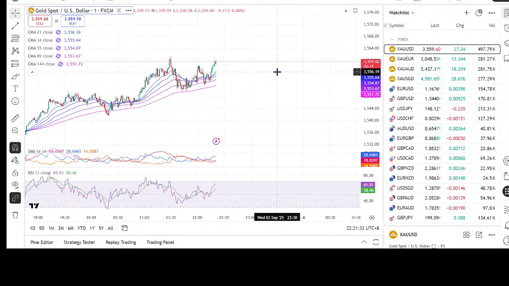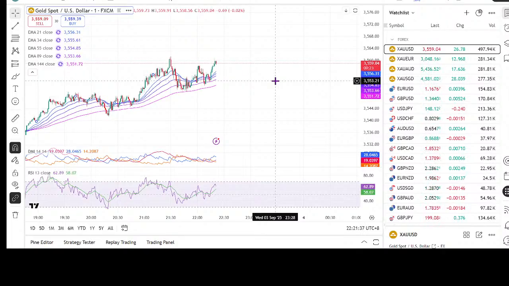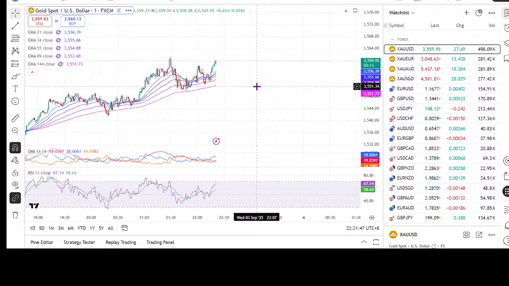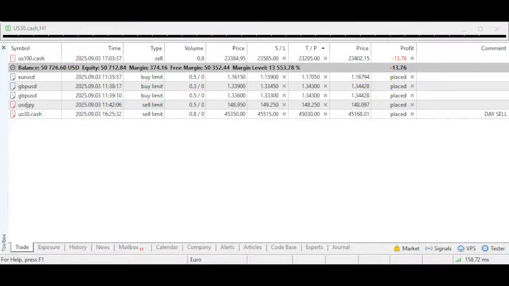So the entry we can look for is 35.53. Okay, but I'm not sure whether this high will break, but we can still see whether this thing works. This is just a cautious trade, so I don't want to go for a higher volume.